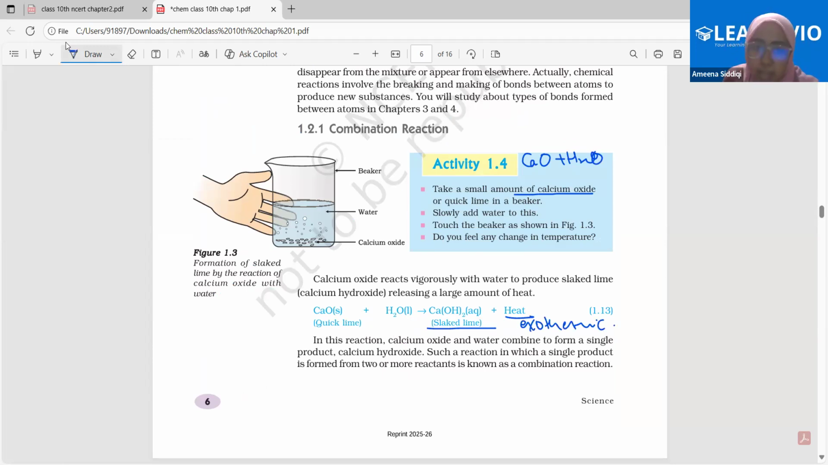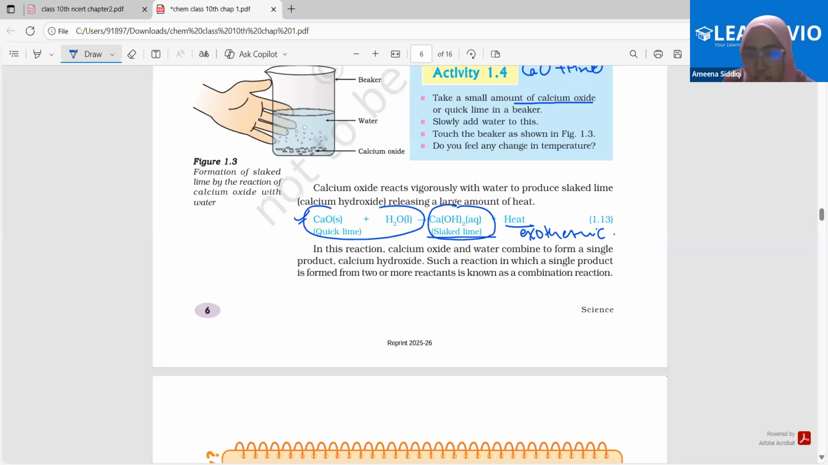Yes. And see, we had two reactants and we are getting one product. Can I call this a combination reaction? See, this is important. In this reaction, calcium oxide and water combine together to form a single product, that is calcium hydroxide. Such a reaction in which a single product is formed from two or more reactants is known as a combination reaction.